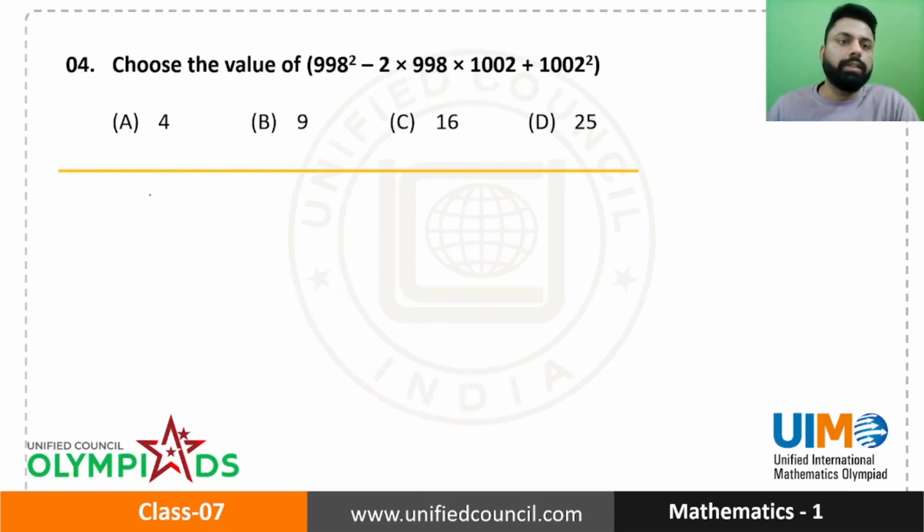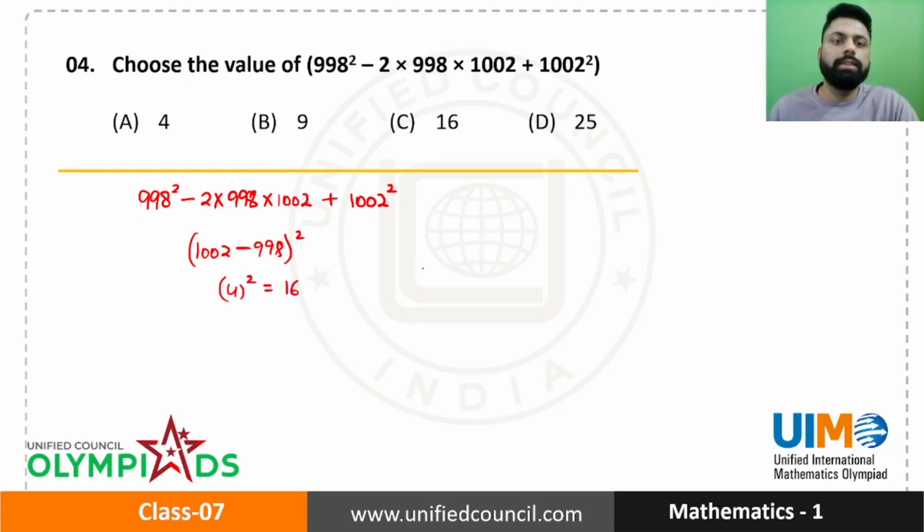Choose the value of 998 square minus 2 multiplied by 998 multiplied by 1002 plus 1002 square. This is in the form of a minus b whole square, so it is equal to (1002 minus 998) square, that is 4 square, which is equal to 16. We know that a minus b whole square is equal to a square plus b square minus 2ab. Here b value is 998, a value is 1002, and this is how we can solve it. So C option is the correct answer.